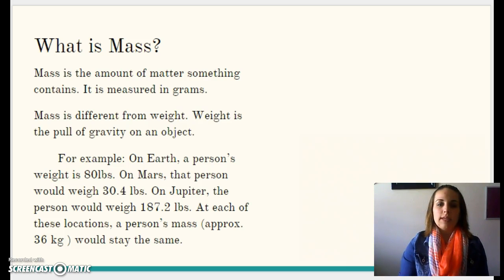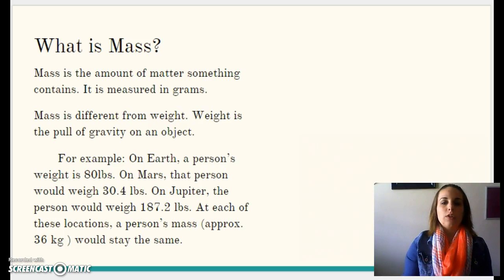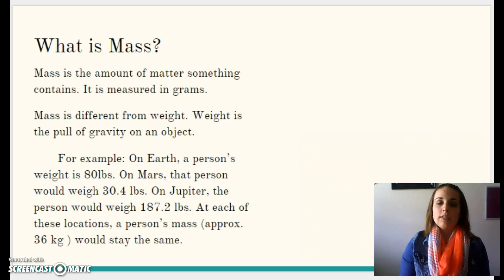When we look at what something weighs, we're taking into account gravity. And gravity is unique depending on where you're at. Everywhere on Earth it's the same, but if we were to go to the Moon, Mars, or Jupiter, gravity would be different. So you would weigh different in those locations. However, your mass will always stay the same no matter what.